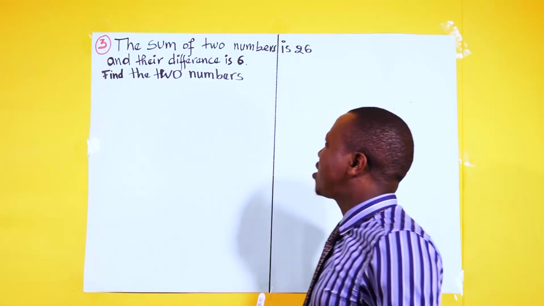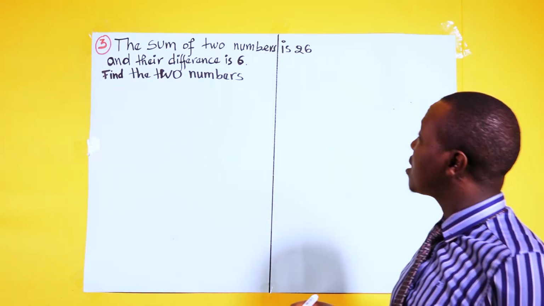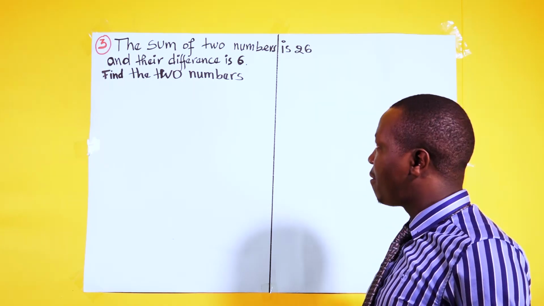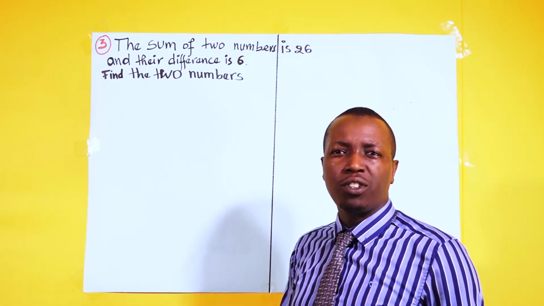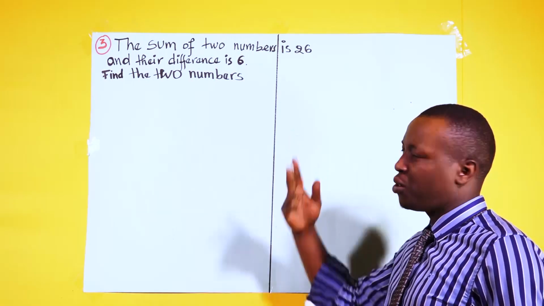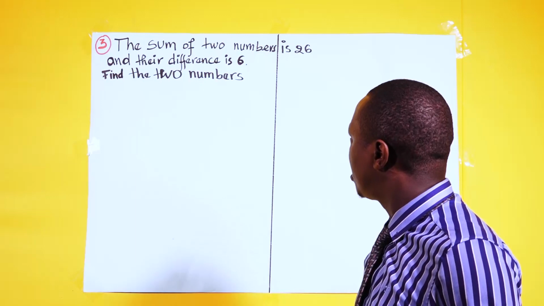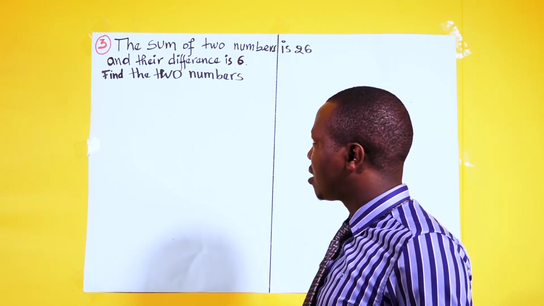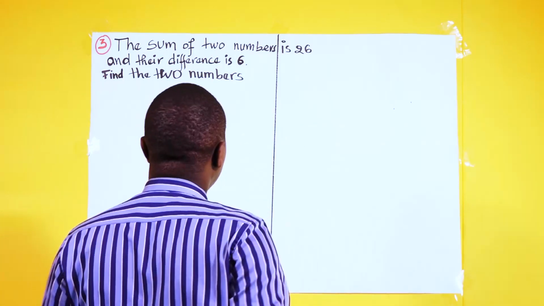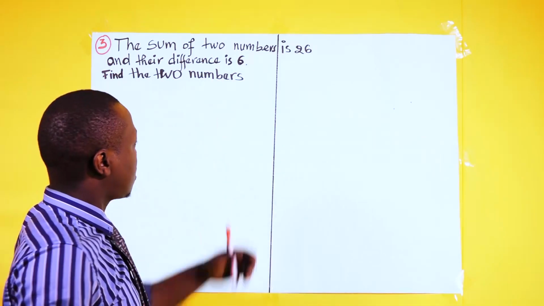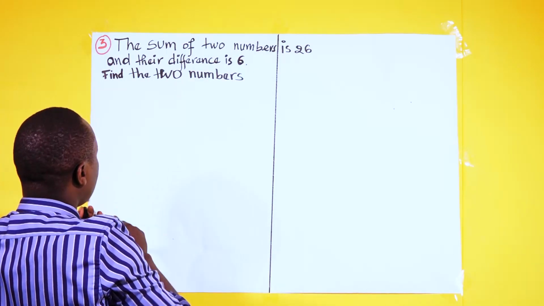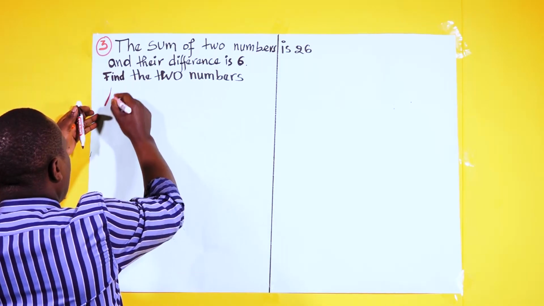And the third question says that the sum of two numbers is 26 and their difference is 6. Find the two numbers. Very simple question, class. When you take a number plus another number, the answer is 26. When you subtract one from the other, the answer is 6. Let us set up the answer.